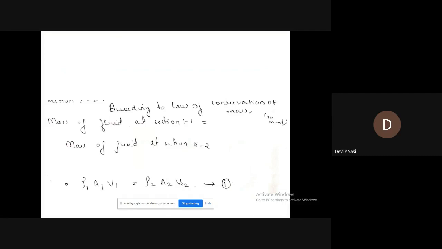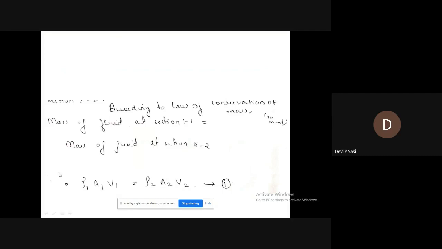Then I have told you about incompressible fluids. For incompressible fluids, the density is constant. That is, rho1 will be equal to rho2. If the fluid is incompressible, the density will be constant. So what happens? Rho1 will be equal to rho2.